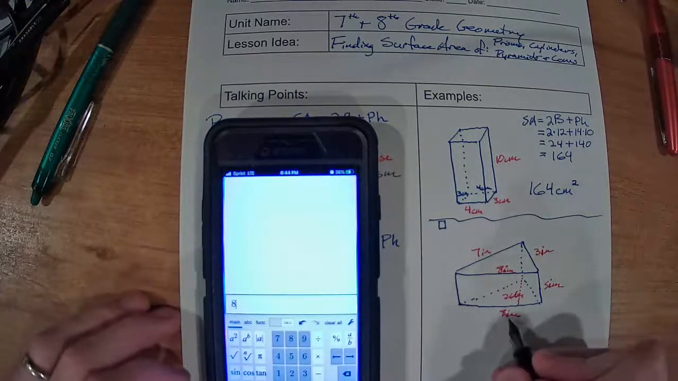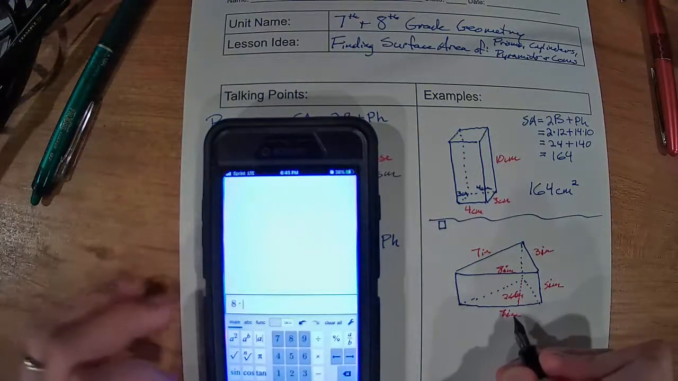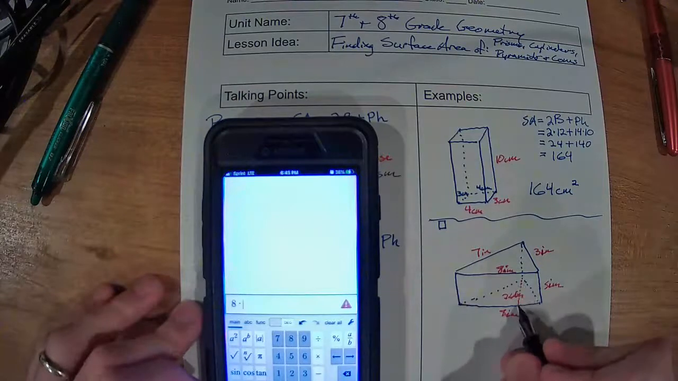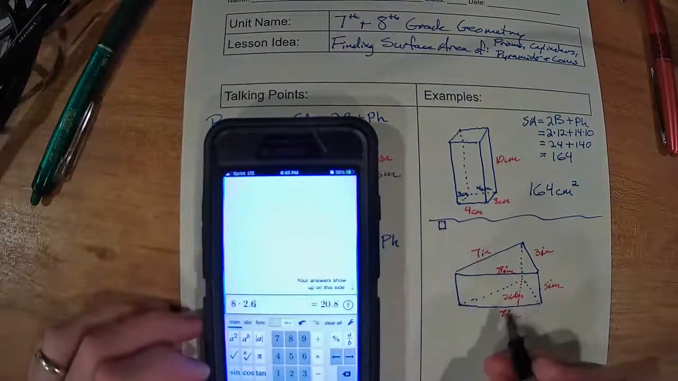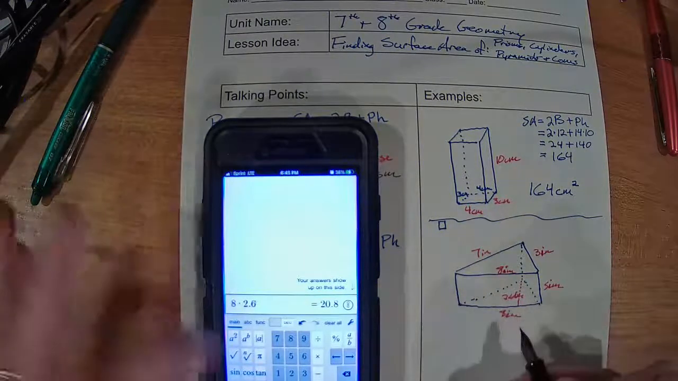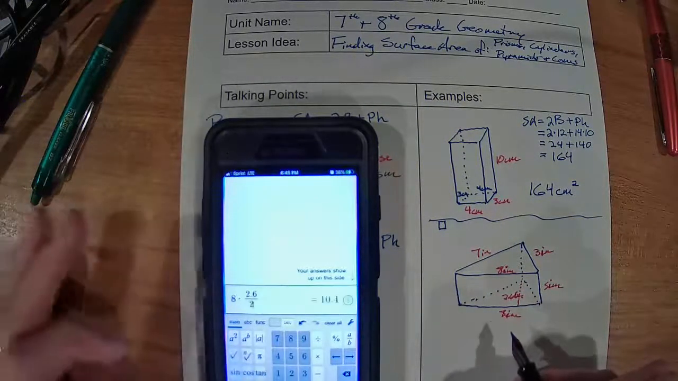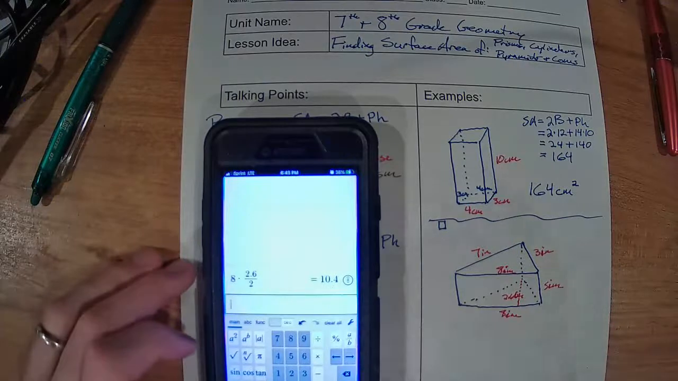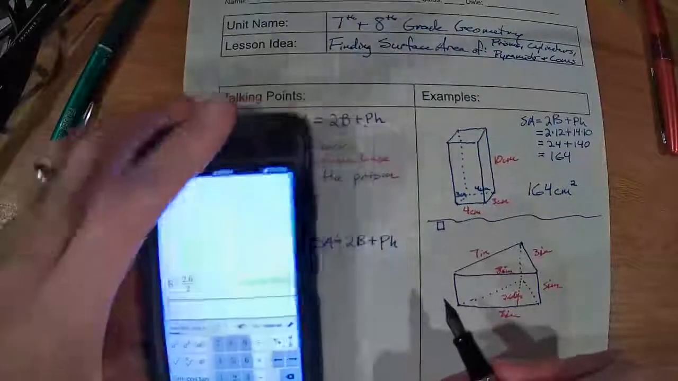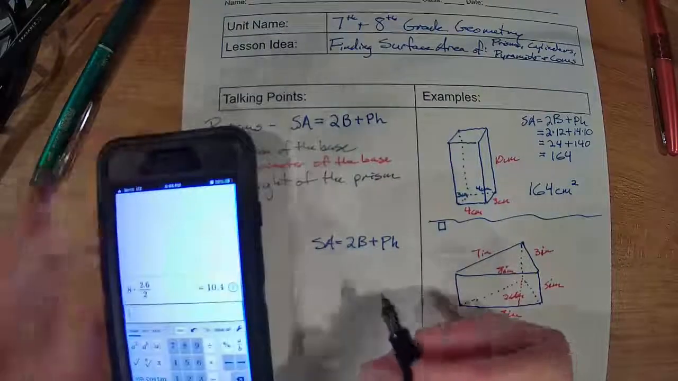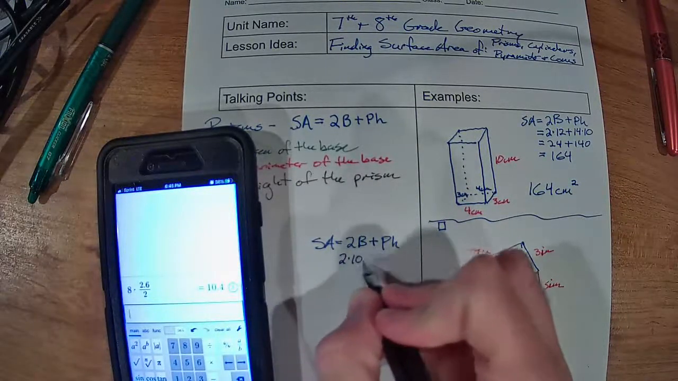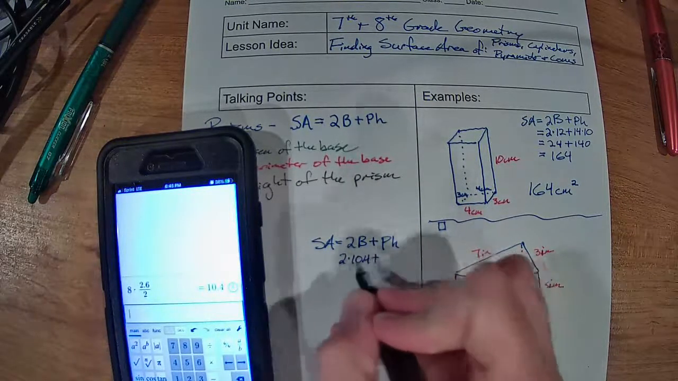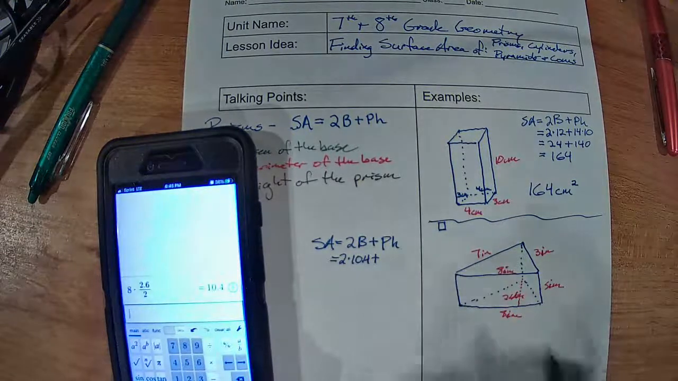Here we go. So we're going to take that 8, multiply it by our height. So notice the height of the base here is 2.6. And remember, when we find the area of a triangle, we divide by 2. Cool. So that's one base. All right. But notice our formula here is to multiply it by 2. So let's do that. So 2 times 10.4 added on. And again, we'll deal with that in a minute.